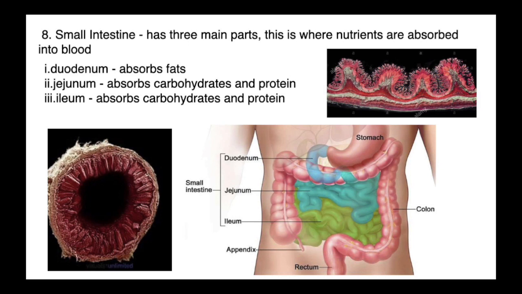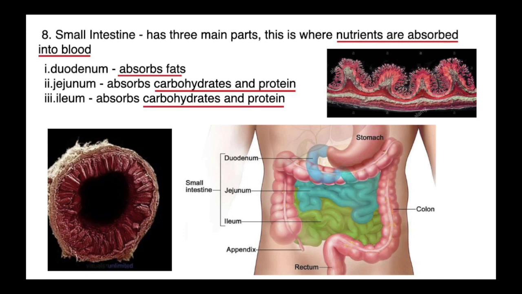So let's take a look at some of the notes here. The small intestine has 3 main parts. This is where nutrients are absorbed. So when you eat food, this is where the nutrients actually get into your bloodstream, right here in the small intestine. And there are 3 parts to the intestine. The duodenum, the first part, absorbs fats. The jejunum absorbs carbohydrates and protein, as well as the ileum.